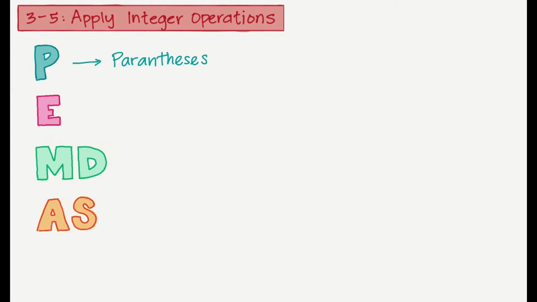So the P stands for parentheses, which means everything inside the parentheses is what you're going to attack first and just simplify. After that, you're looking for, are there any exponents to take care of? And then once you've taken care of exponents, you're going to first look for multiplication or division. Now, I wrote them side by side because they are on the same level.